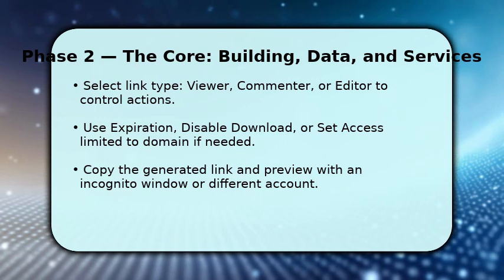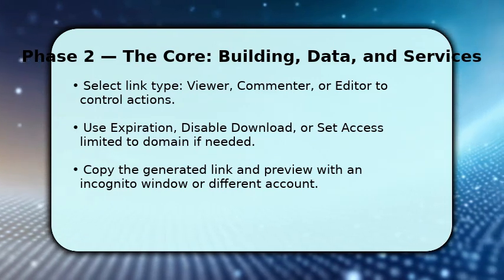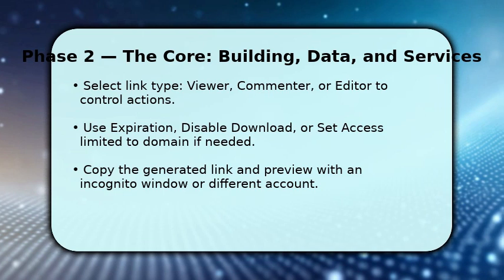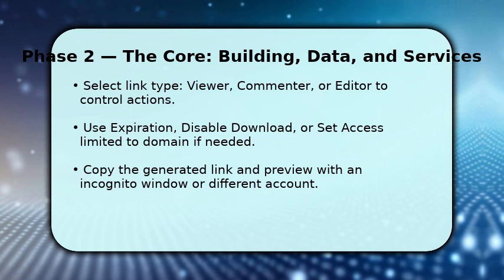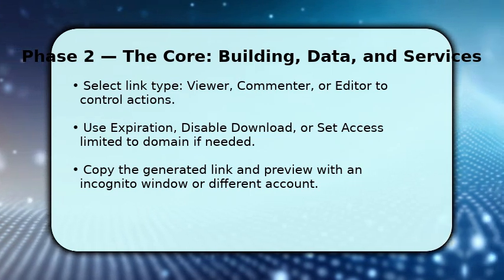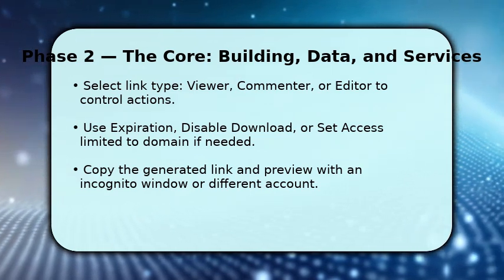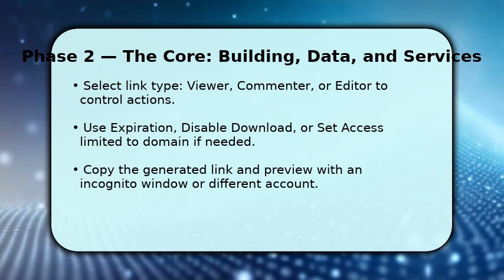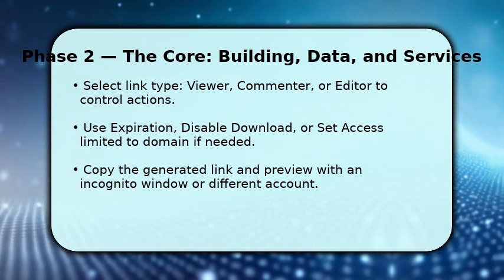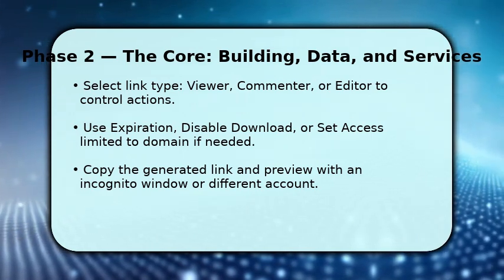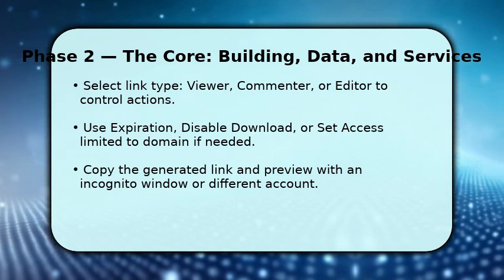Now you modify the link settings themselves. Choose Viewer, Commenter, or Editor to define what recipients can do. Once selected, click Advanced or the gear icon to enable options like Disable Download, Disable Copy, or Set Expiration. These change the why and how people interact with your content. If your organization uses a domain, toggle domain-only access to limit exposure.